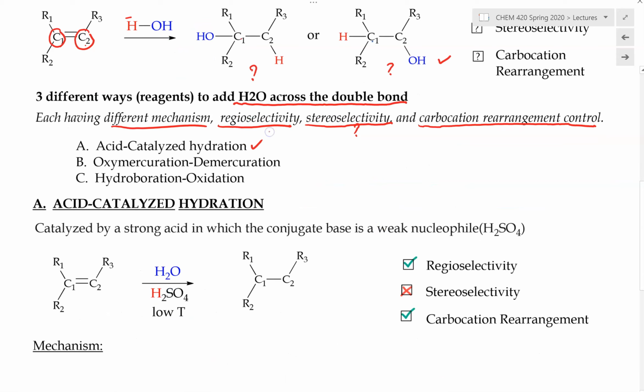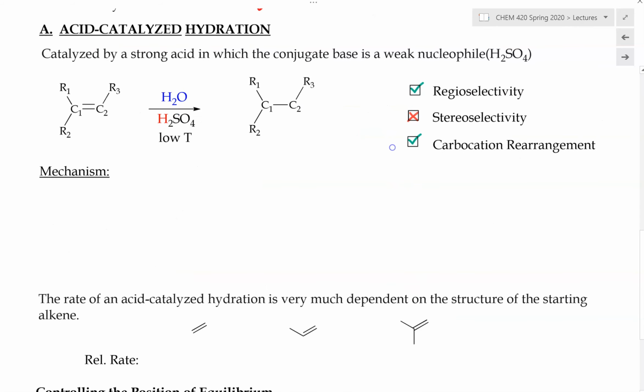First, acid-catalyzed hydration. Method B, oxymercuration-demercuration. And the third method, hydroboration and oxidation. These are the three different ways how we can add water across the double bond. Let's now discuss the first one.